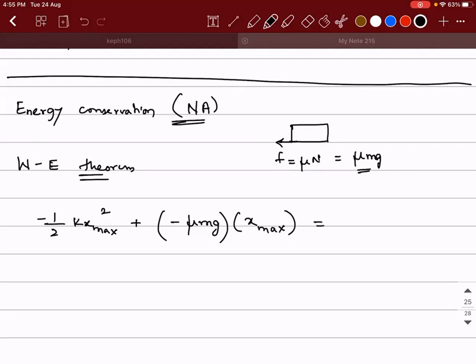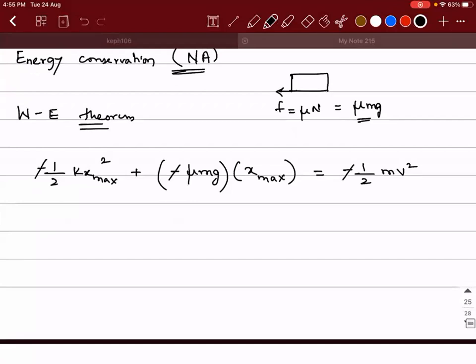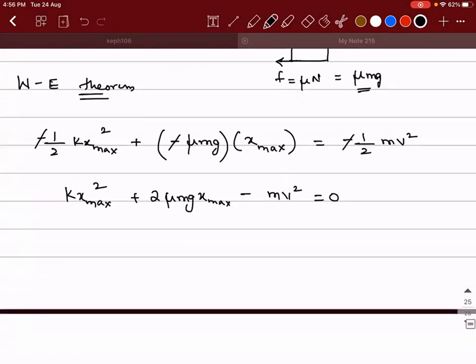This should be equal to minus half mv square, because it is 0 minus half mv square. So first thing, minus will get cancelled. Now what you will get is k into x max square plus 2 times mu mg into x max minus mv square is equal to 0. It is actually a quadratic equation in x max. When you solve this, you will get a positive value and a negative value. The positive one is going to give you the answer.